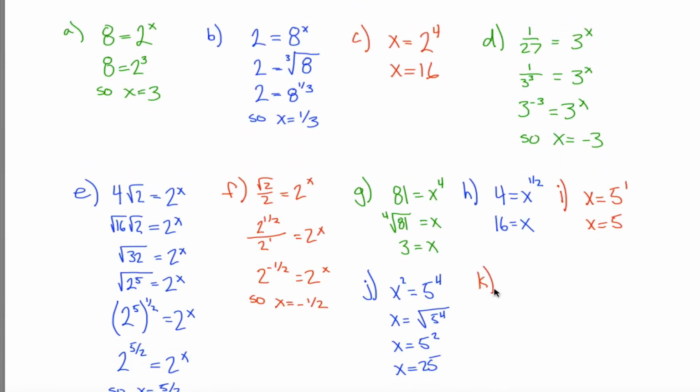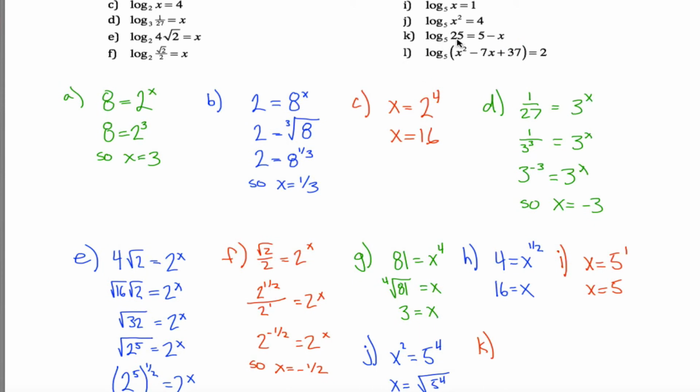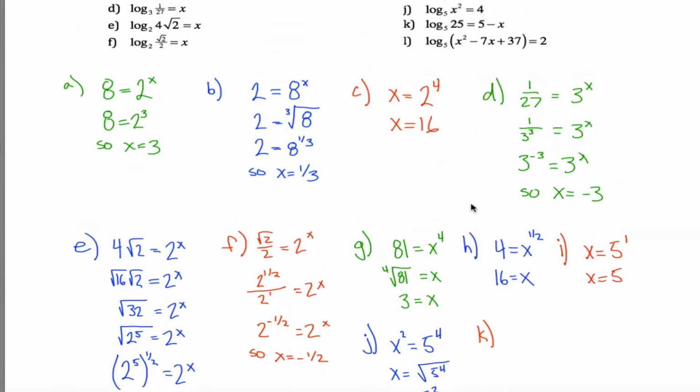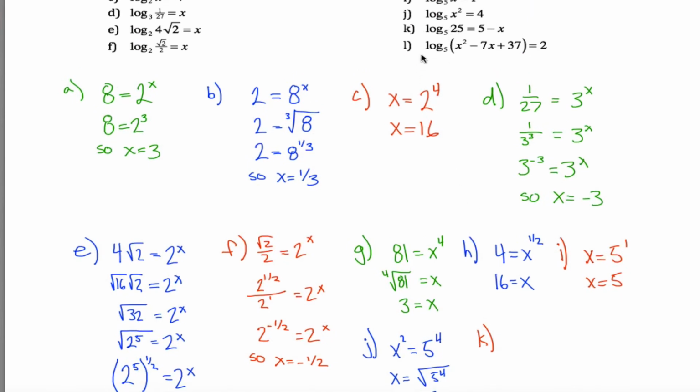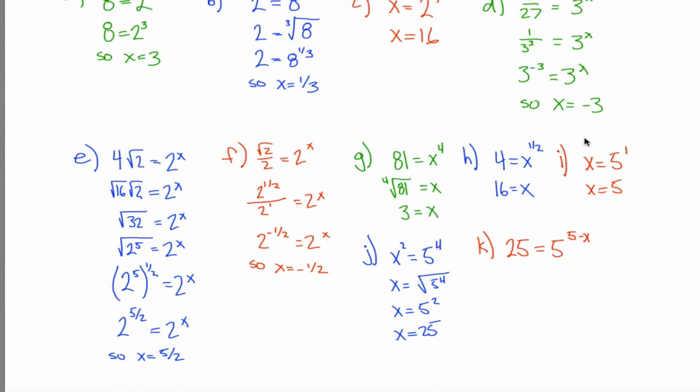K. K says that the log base 5 of 25 equals 5 minus x. Okay, that's a little bit challenging to rewrite in this form, but I can still do it. I can say that 25 is equal to my base 5 raised up to the 5 minus x power. So 25 is 5 squared, so 5 squared is 5 raised up to the 5 minus x power. In other words, 2 is the same as 5 minus x. So if you solve this equation for x, 5 minus x must be equal to 2. So what that tells me is x must be equal to 3, because 5 minus 3 is just 2.